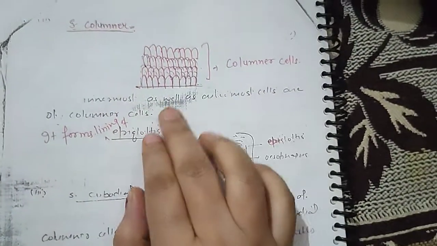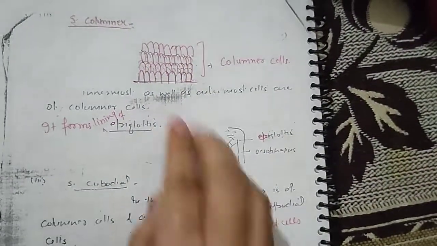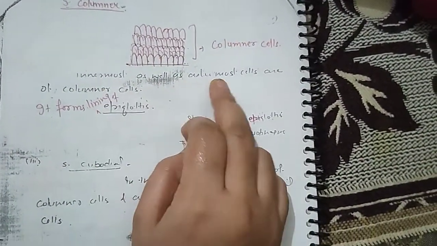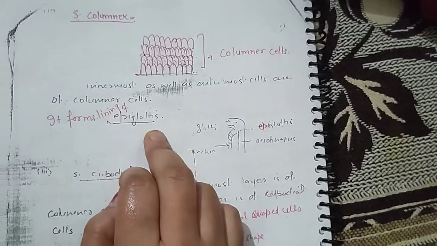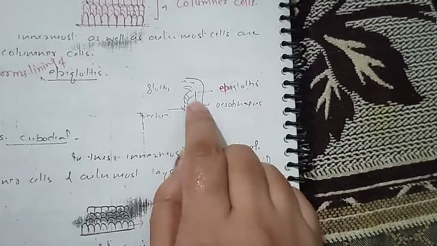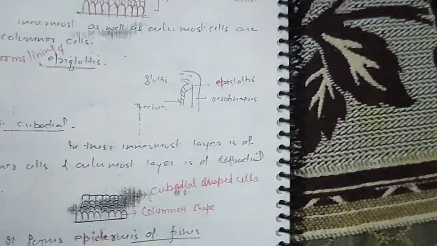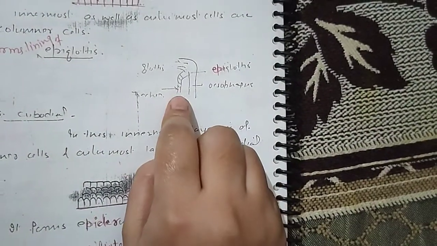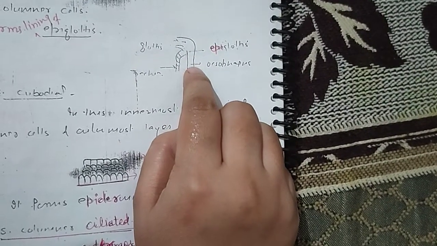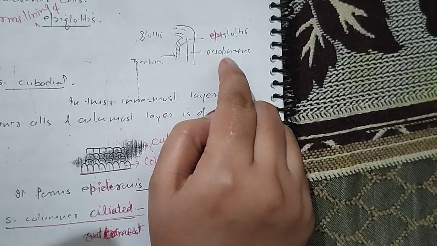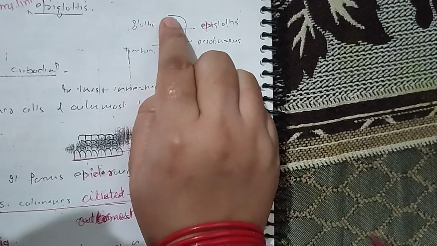Now next is columnar type. Here you can see how they are arranged. These are columnar cells arranged in layers. Innermost as well as outermost cells are columnar. It forms the lining of the epiglottis. Here you can see glottis and epiglottis. This is the trachea, a part of the respiratory system. This is the esophagus, the food pipe. It is a part of the digestive system. Here is the epiglottis. Here is the glottis.